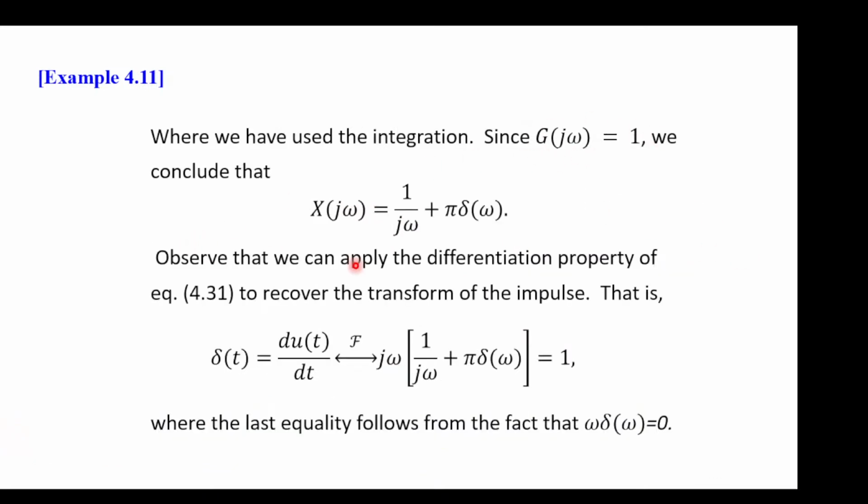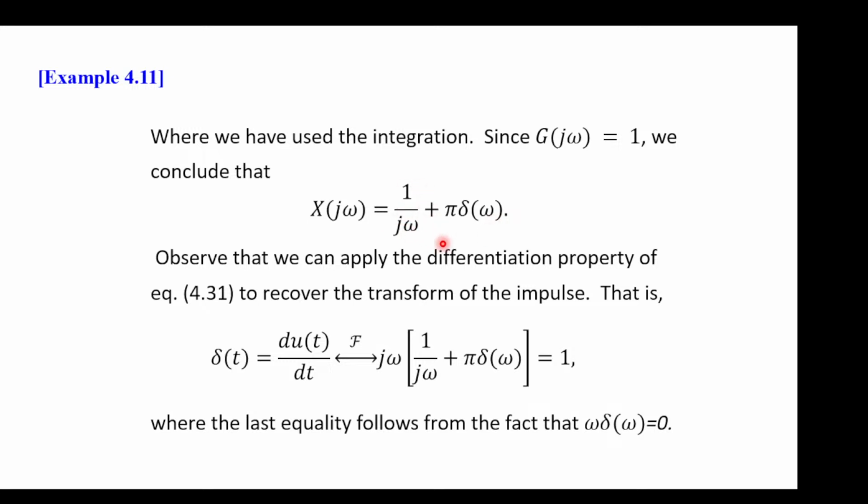So it's 1 everywhere, and our big X of j omega is just 1 over j omega plus pi delta of omega. This is a really weird function, but we believe it's true. If you think a little more about it, you see it diverges, because you have 1 over omega, so it really has a lot of singularity at omega equal to 0.